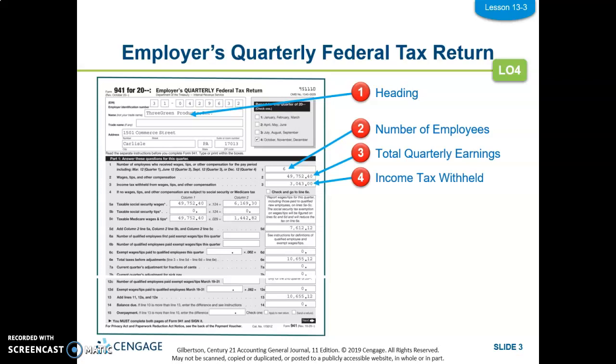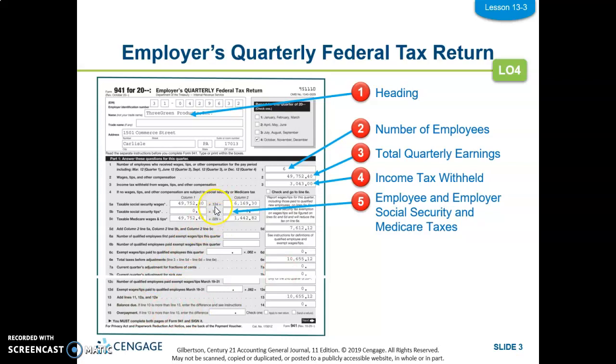The next thing I'm going to do is the income tax withheld. So the income tax withheld is the federal income tax for all employees. Federal income tax for all employees. Line 5, I'm going to do the employee and employer Social Security and Medicare.